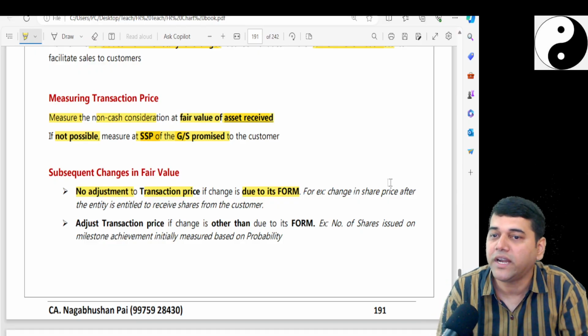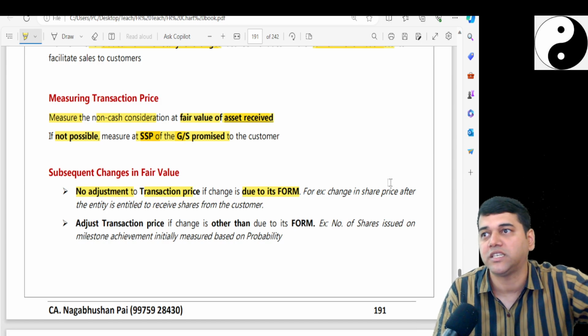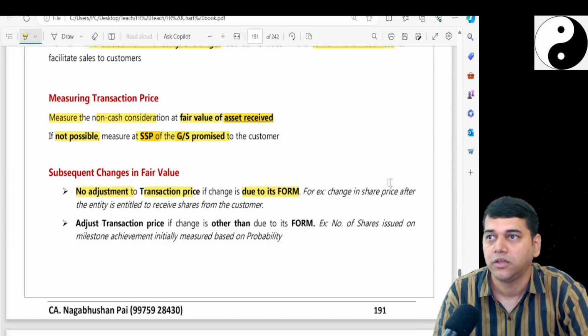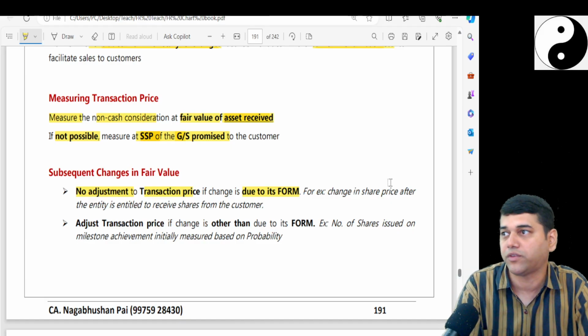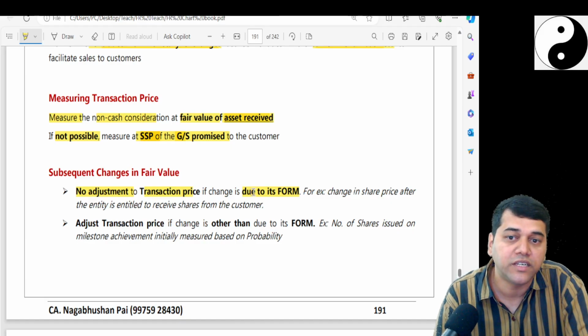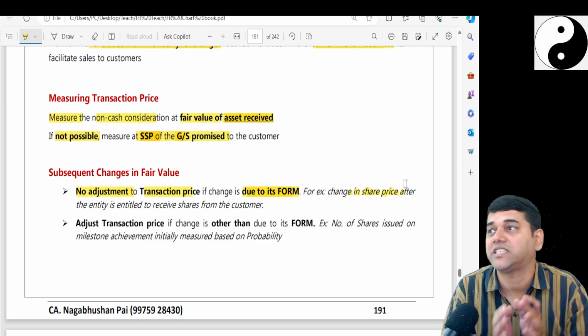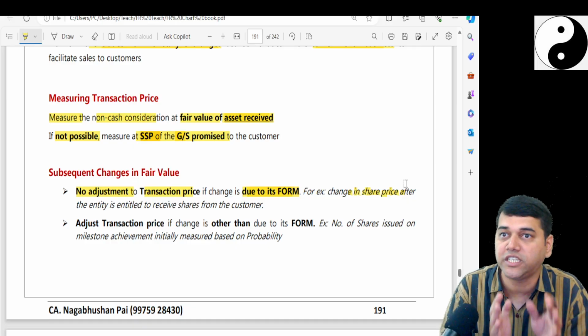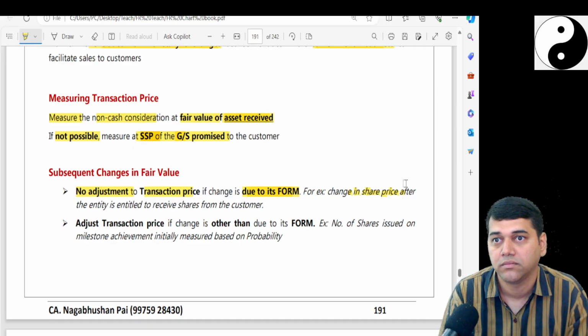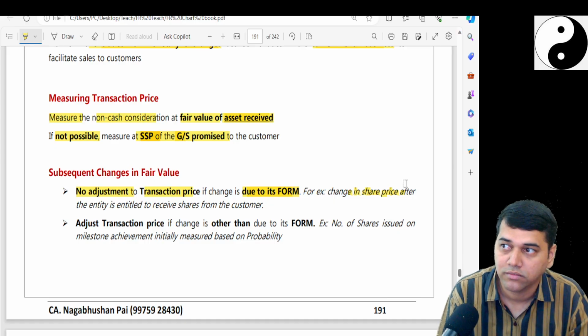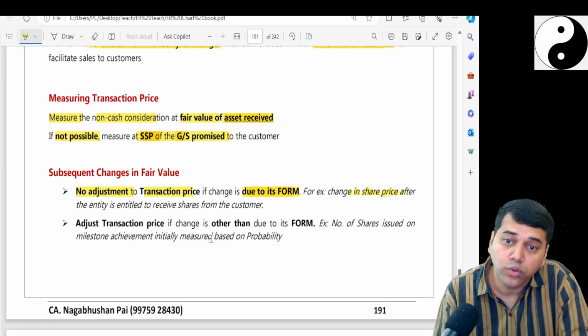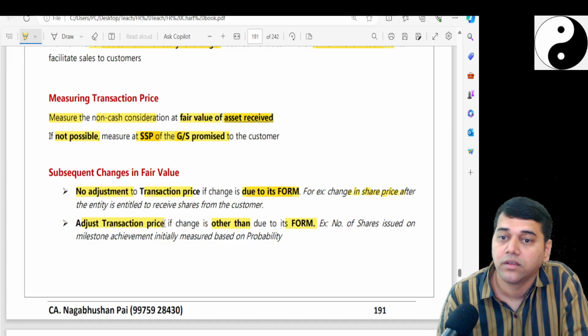They gave you 100 shares, and after 1 month the share price has become 200 rupees. Will you adjust your transaction price and say revenue from sales? No, if the value changes because of the form, do not adjust the transaction price. That means the revenue recognition entry should not come again. Understood the logic? But if it changes other than form, then you have to do it.